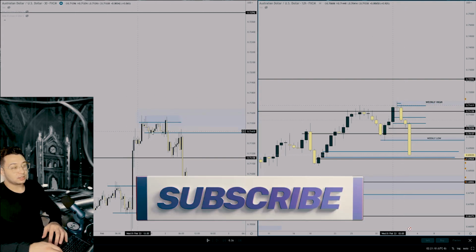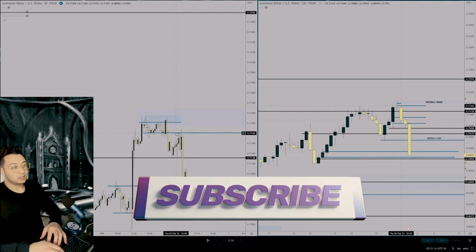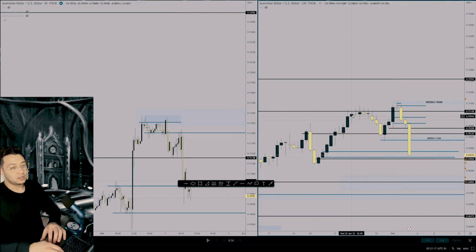And then after this initial breakdown, there's a move back up, retest at this blue line, which is this next 12-hour candle, and then we had our move down.